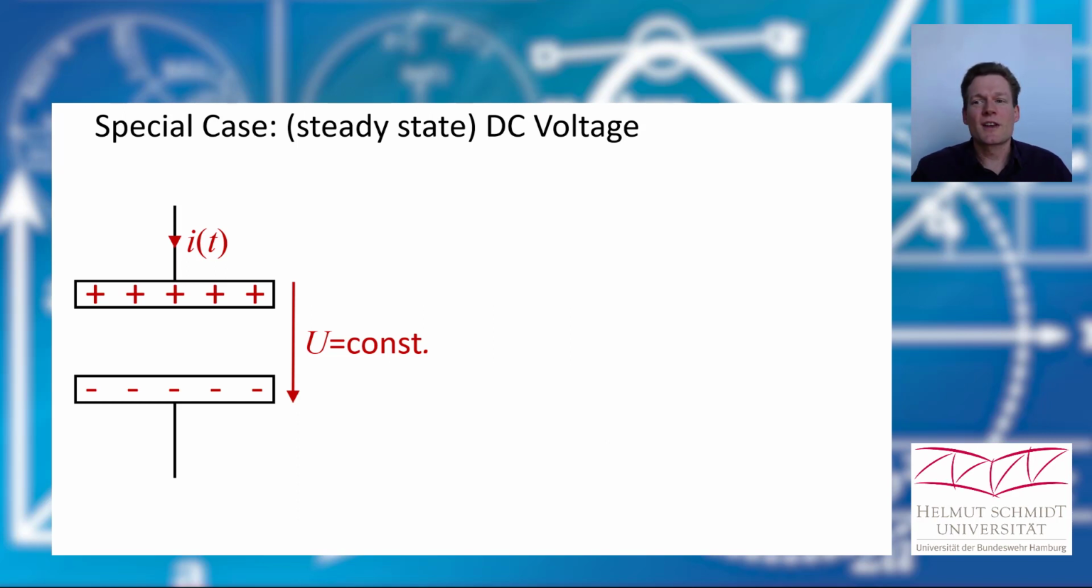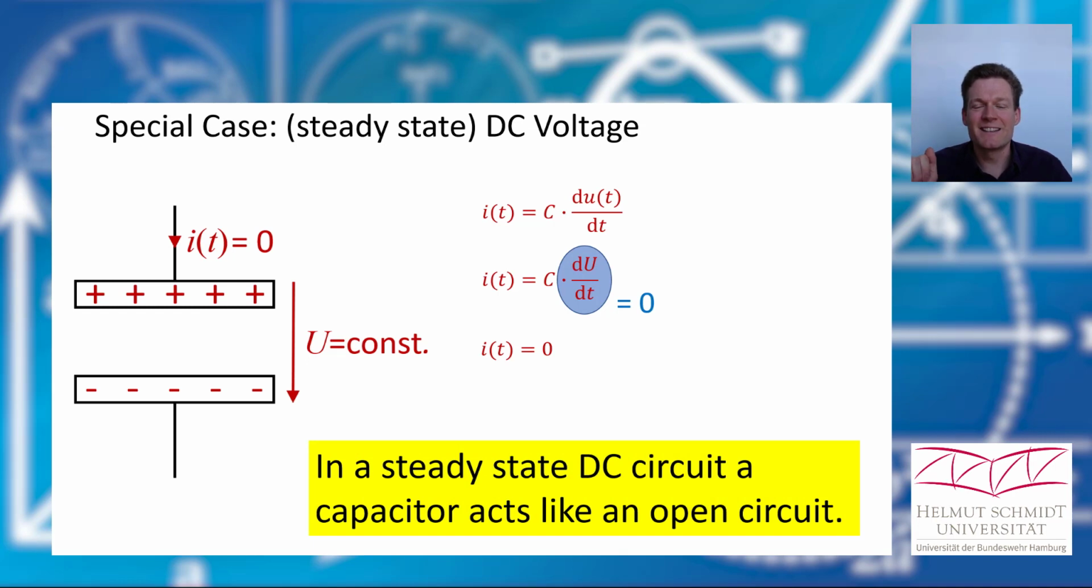Okay, so our voltage at the capacitor is constant. And now we use our element equation. We know that the voltage is constant, and therefore the derivative with respect to time is zero. As we said before at the element equation, when the voltage is constant, then the current is zero. So that means in a steady state DC circuit there is no current flow through the capacitor, and that means it behaves like an open circuit.